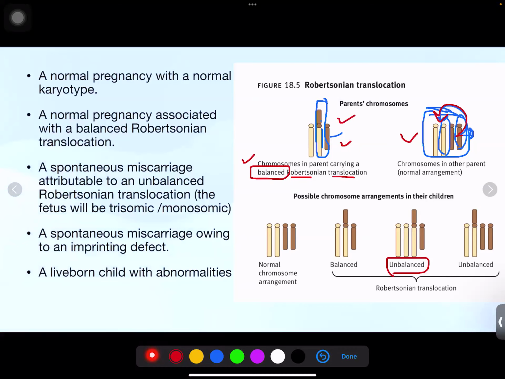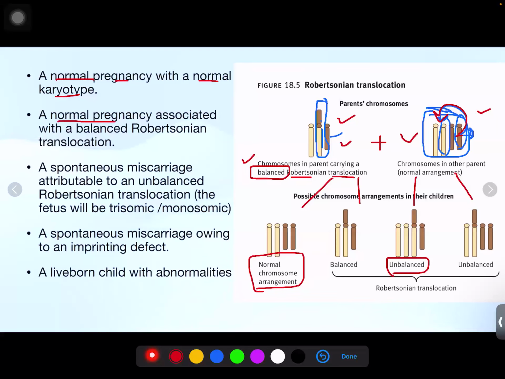So this is a balanced translocation. Balanced translocation in one parent, and the other parent has normal chromosomes. So what are the possible outcomes in offspring? First outcome, a normal pregnancy with a normal karyotype, like this parent, a normal arrangement.